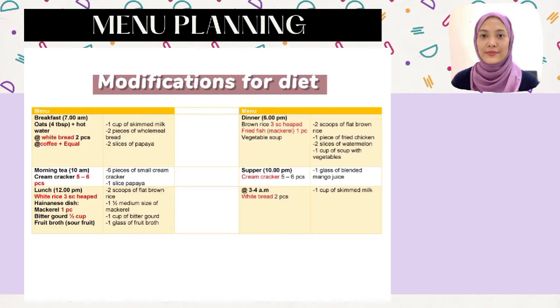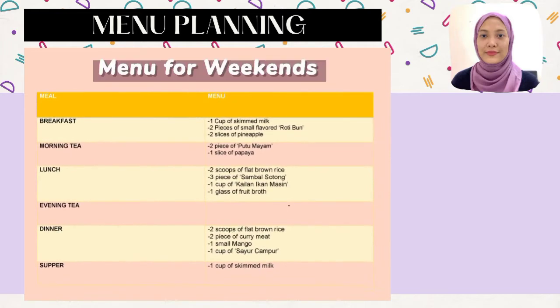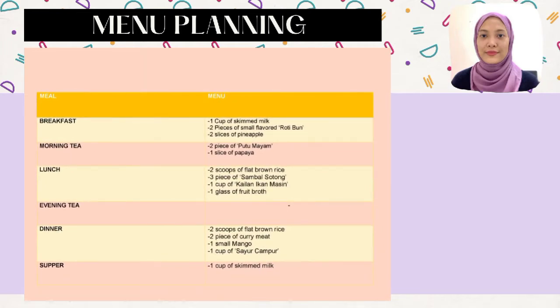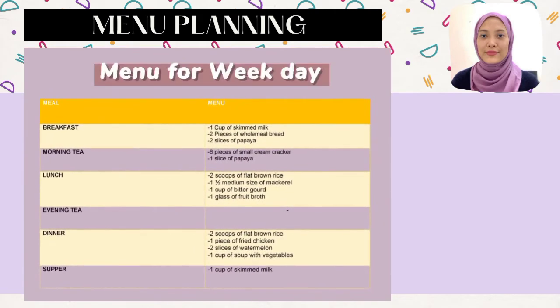For supper, 1 glass of blended mango juice. And lastly, at 3 to 4 a.m., 1 cup of skim milk. And here is a more detailed example of a menu for the patient for the weekend and also for the weekday.